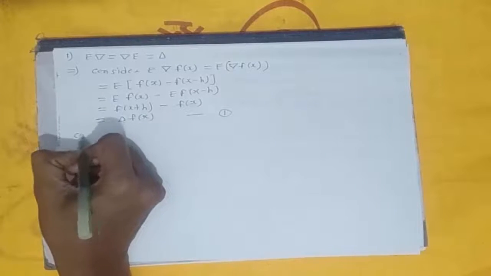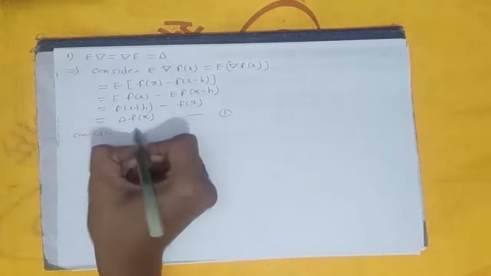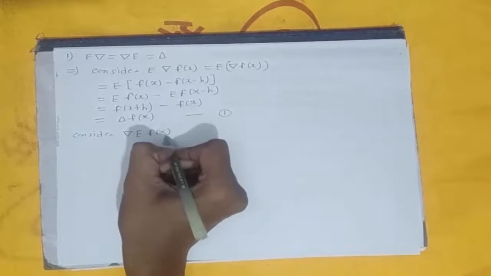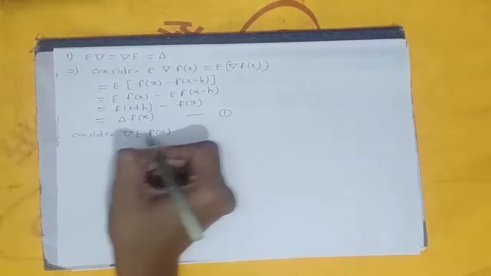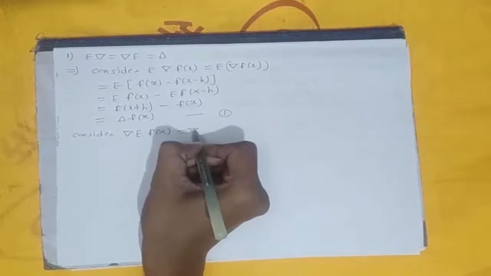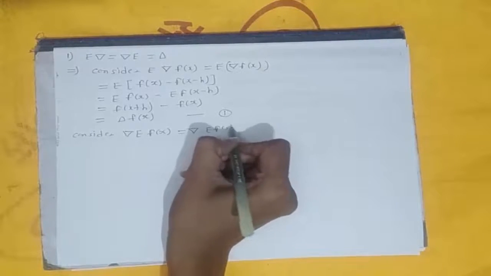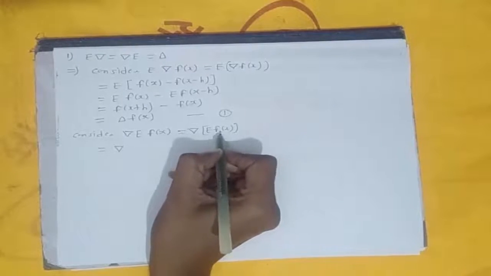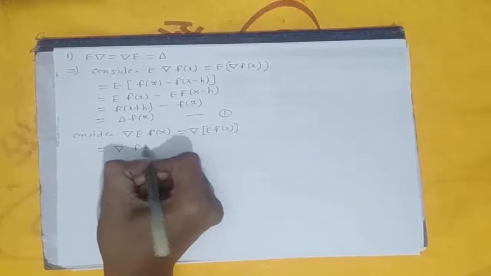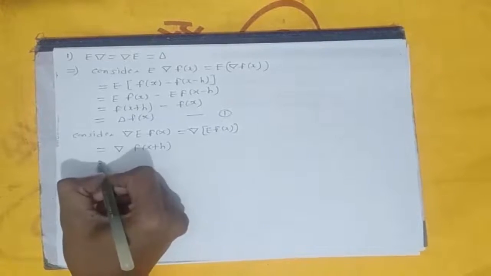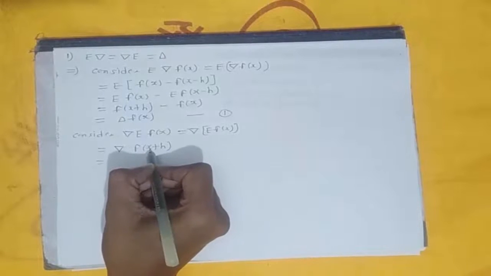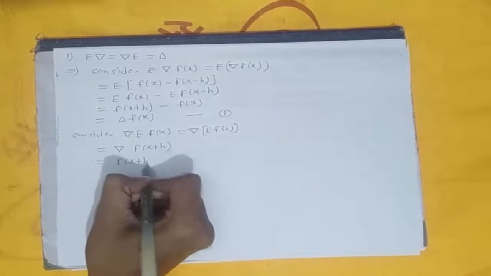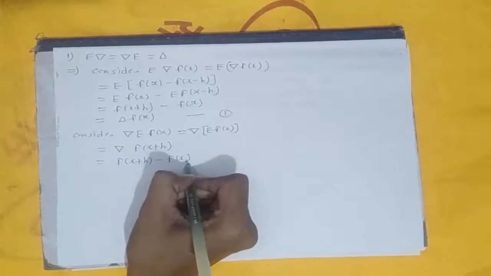Then we consider del into E, that is reversely, and again we consider the arbitrary function f of x. Here we apply first E on f of x, that is E f of x, and del will be as it is. E f of x will be f of x plus h. Then if we find the backward difference for the function f of x plus h, del f of x plus h is equal to f of x plus h minus f of x.